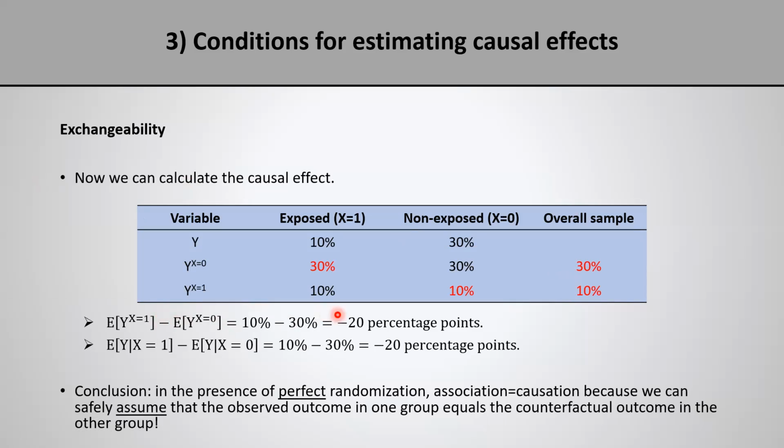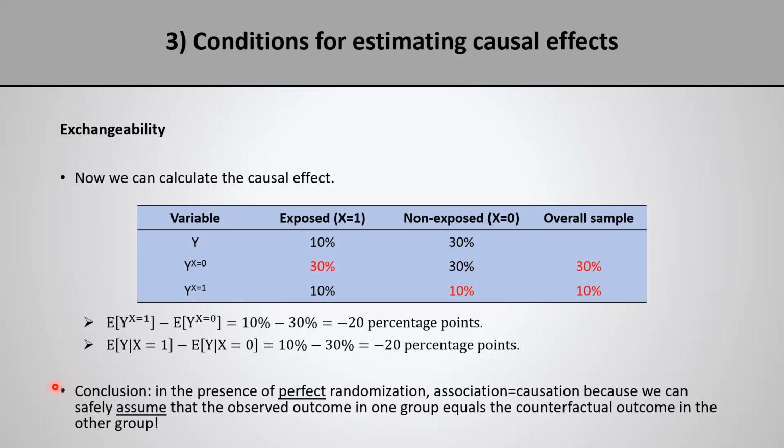20 percentage points. Note, however, what would have happened had we calculated the association instead. So for the association, we would compare the expected value of the outcome in the exposed group, which is 10%, and the expected value in the unexposed group, which is 30%, and we would also get minus 20 percentage points. So this equality here is not a coincidence. It actually follows from the logic that we use to construct the table.